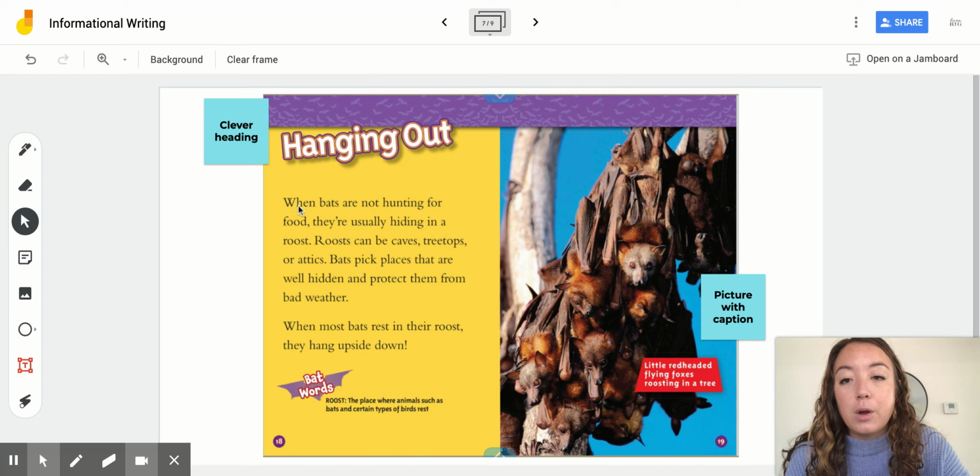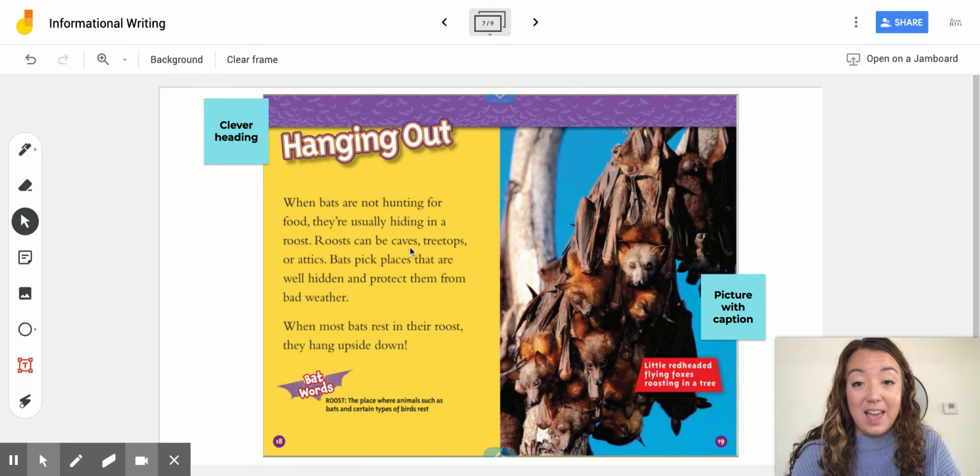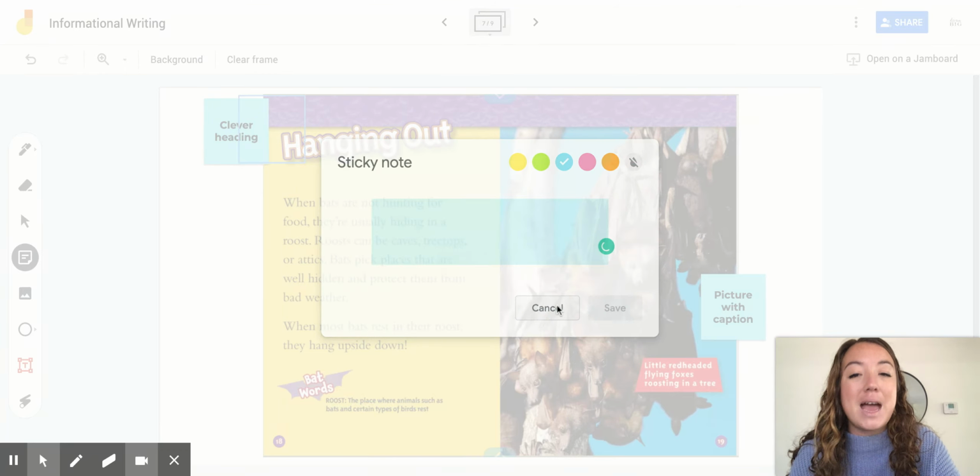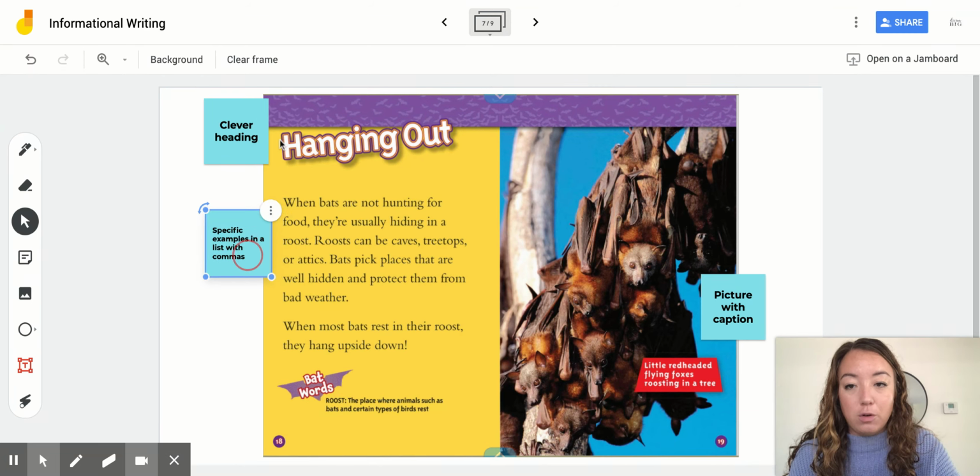Let's see. When bats are not hunting for food, they're usually hiding in a roost. Ooh, there's that word again. Roosts can be caves, treetops, or attics. Wait, I love that this author gave me another list with commas. They gave me the definition of a roost, like it kind of sounds like where they live, and it gave me specific examples in a list with those commas, caves, treetops, or attics. So I'm going to say specific examples in a list with commas because they're giving me many ideas. So that's going to go right here.